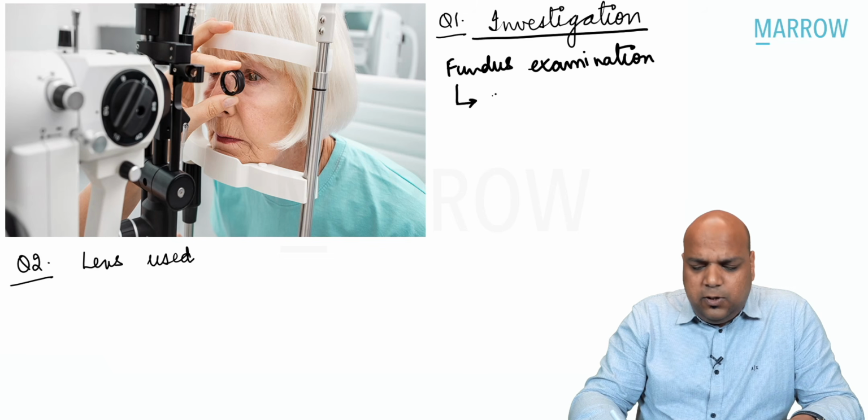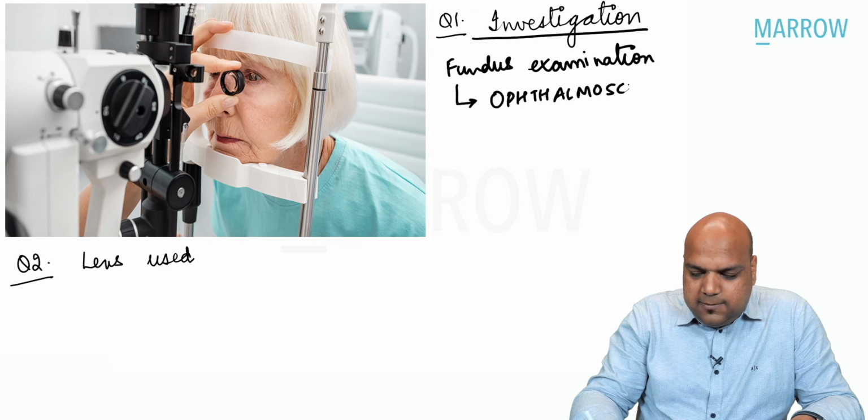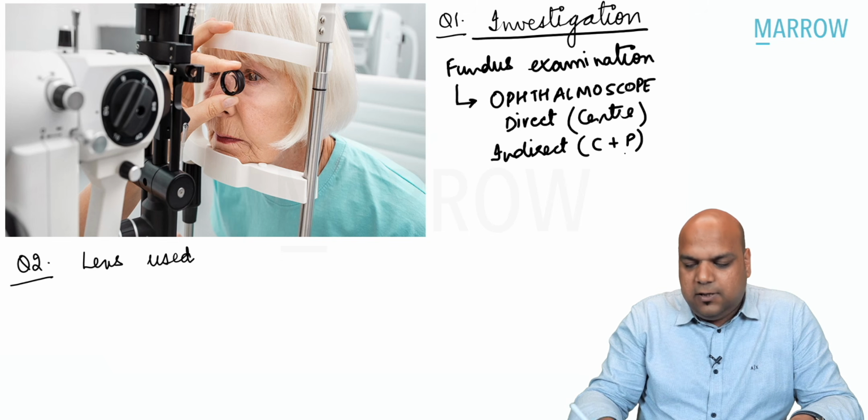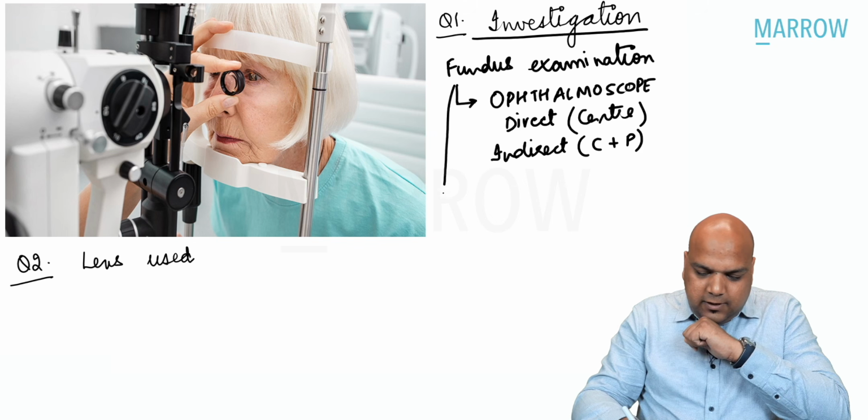The first thing is we can do it by ophthalmoscope. Yes, sir, we can examine by ophthalmoscope. There are two types of ophthalmoscope. What are the two types of ophthalmoscope, sir? There is direct ophthalmoscope, which gives me the center view. And there is an indirect ophthalmoscope, which gives me center plus periphery. That's my quick revision. Sir, what is the other way I could examine the fundus?